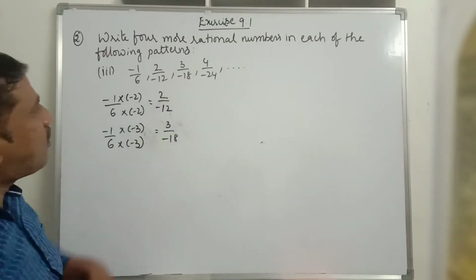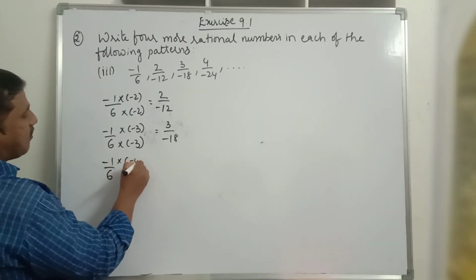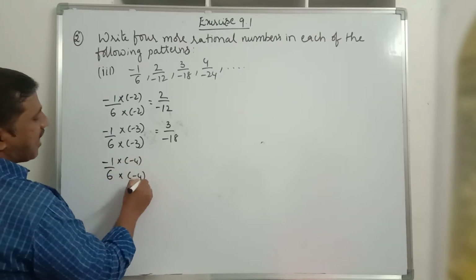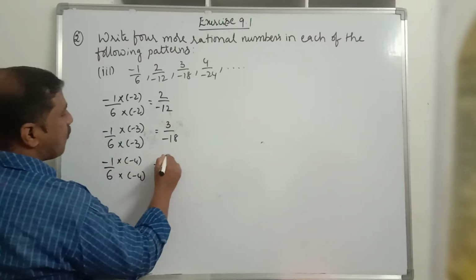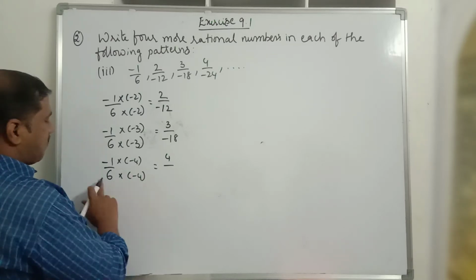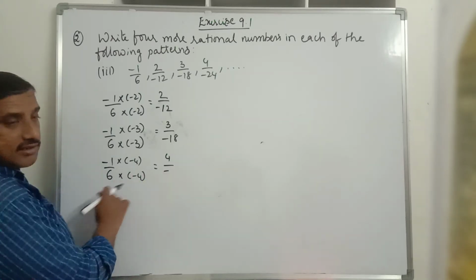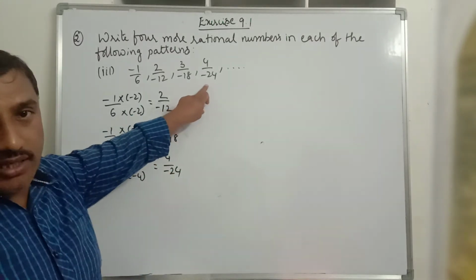Next, to get the fourth rational number, minus 1 by 6 is multiplied with minus 4, both numerator and denominator. That is minus into minus it is plus, 1 into 4 it is 4, divided by 6 into minus 4, it is plus into minus, minus, 6 into 4 it is 24, minus 24. We got the fourth rational number.